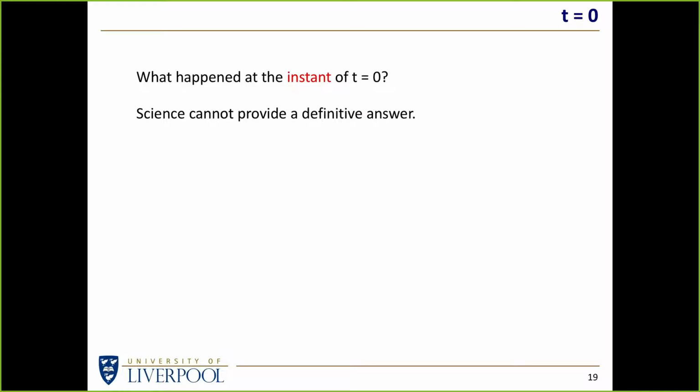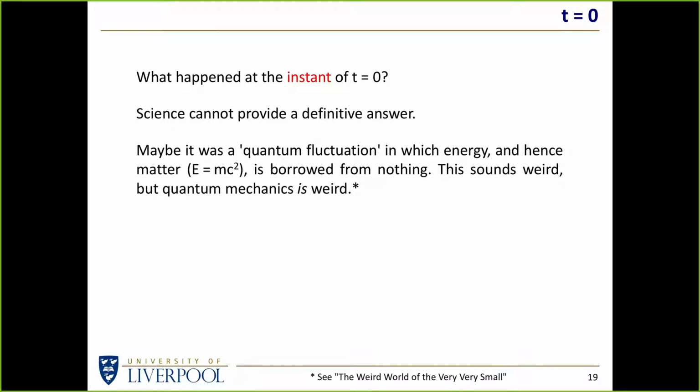Okay. So we can ask the question, what happened at the instant of t equals 0? Remember, we're on reasonably good ground from a picosecond onwards, but at t equals 0, we cannot provide a definitive answer. There is no known science that tells us what happened at the instant of the Big Bang. There's a number of theories out there, and one of the most popular is that it was a quantum fluctuation. What is a quantum fluctuation?